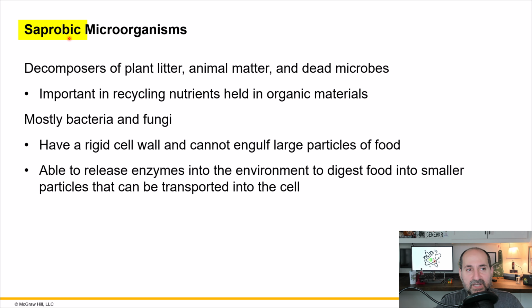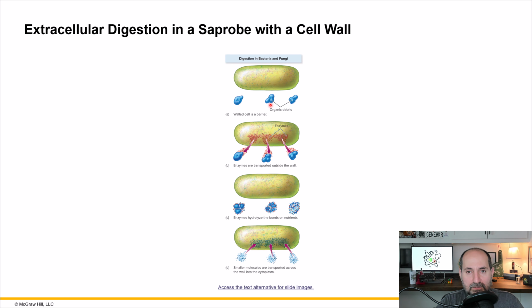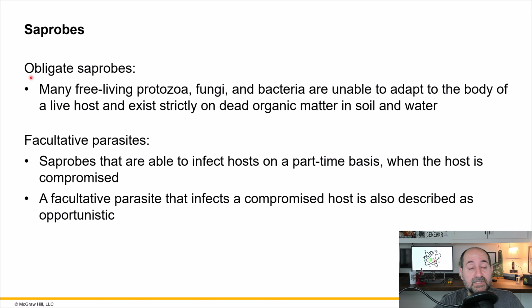You should know that saprobic microorganisms, or saprobes, are decomposers, such as fungi and some bacteria. You should know that saprobes digest organic material on the outside of the cell, and then they transport the nutrients into the cell. You should know that there are obligate saprobes and facultative saprobes. You should know there are facultative parasites, which can be saprobes that can infect hosts sometimes.